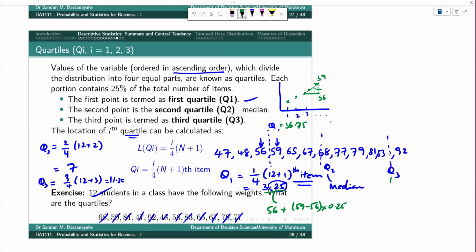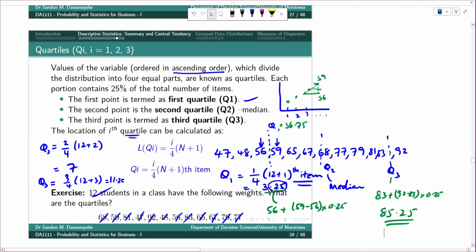But now it's 83 plus (92 minus 83) times 0.25. So 92 minus 83, sorry, that's 9. 9 times 0.25 is going to be 2.25. That's going to be 85.25. So Q3 is going to be 85.25. So that's the difference. Okay.